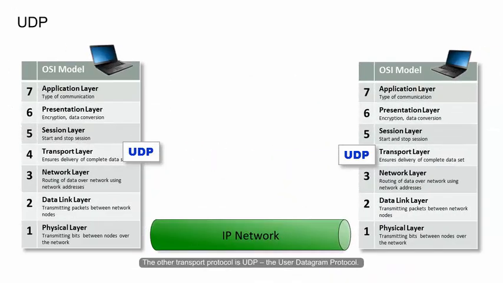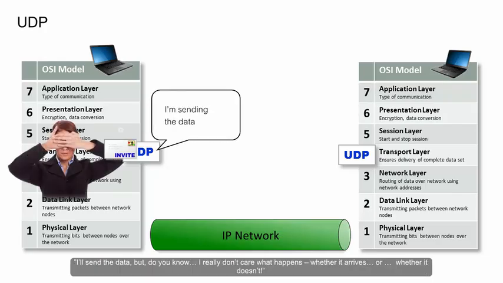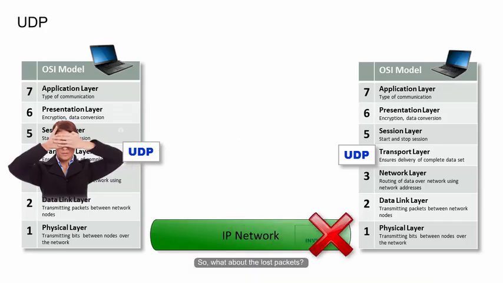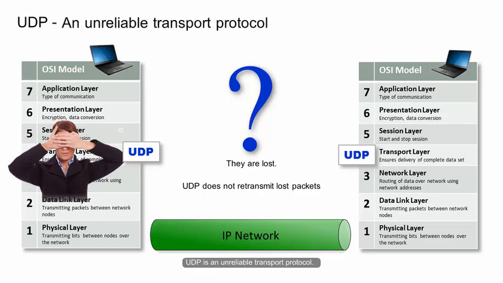Now, the other transport protocol is UDP, the User Datagram Protocol. Now, UDP has a different approach to packet delivery. When it receives some data to transport over the network, it says to itself, well, I'll send the data, but I really don't care what happens, whether it arrives or whether it doesn't. So, what about lost packets? What happens to them? Well, with UDP, they're lost. UDP does not retransmit lost packets. It has a send and forget mentality. UDP is an unreliable transport protocol. Lost packets are lost packets.